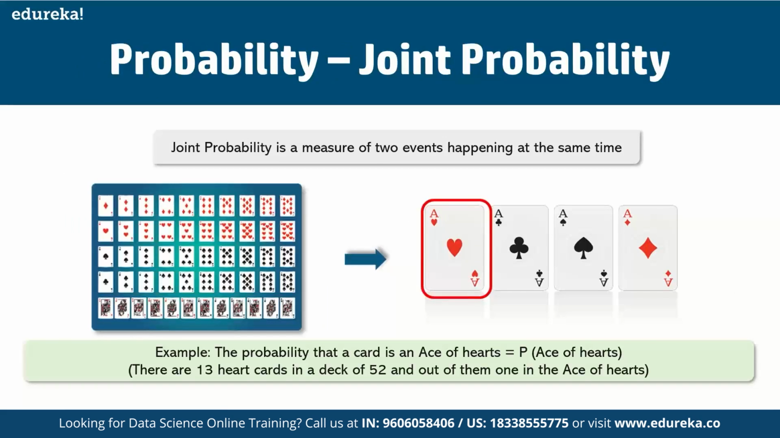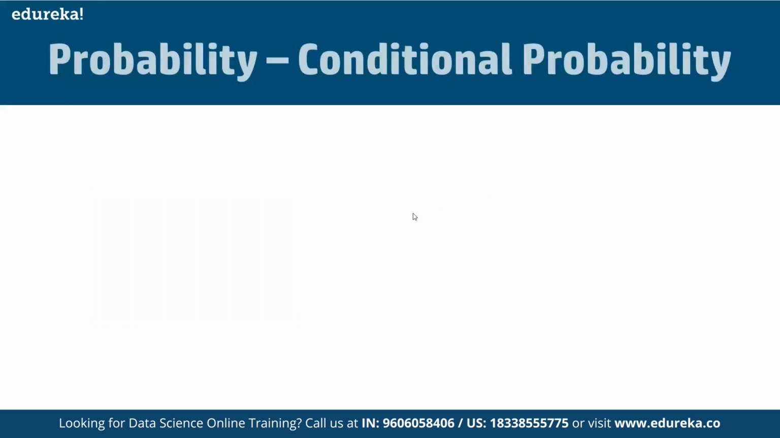The next is joint probability. Joint probability is a measure of 2 events happening at the same time. So here we want the probability that a card is an ace and a heart. How many cards are going to be an ace and a heart? We have a total of 13 heart cards, out of which one is an ace. So it is going to be 1 by 52.